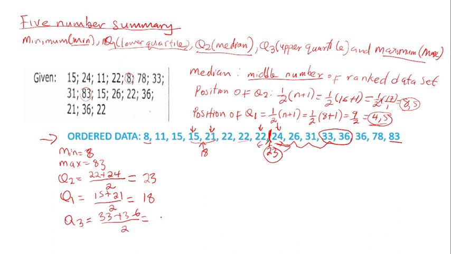Now let's see what we have. 33 plus 36, and now we divide the answer by 2, so we're going to have 34.5. Now our 5-number summary: minimum, Q1, Q2, Q3, maximum. So this will be our 5-number summary in this case.